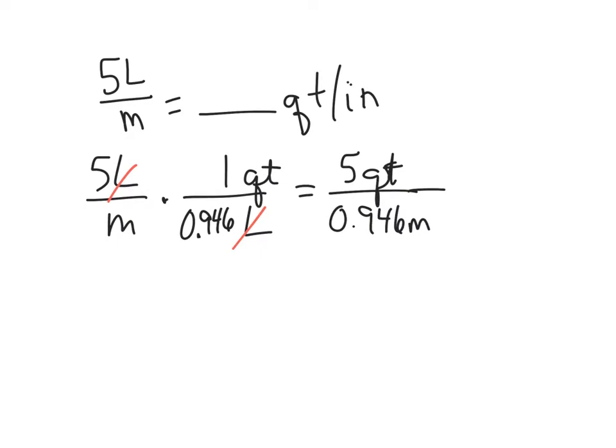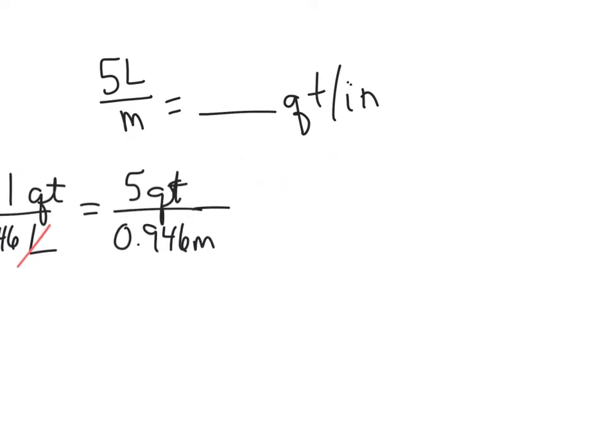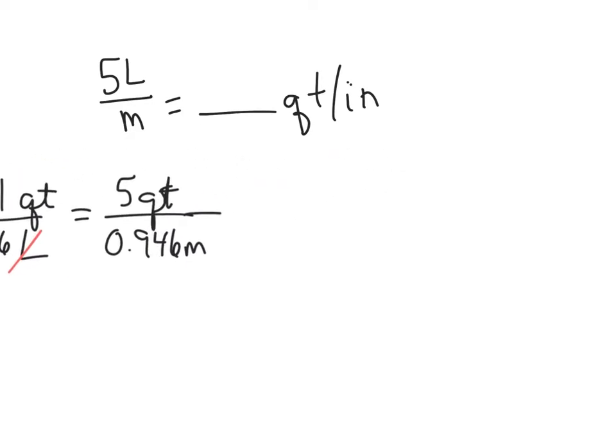So that's quarts per meter. We want quarts per inch. So we want to get rid of the meters and ideally go to inches, but we might have to do another conversion in between there. There's a conversion with feet and meters, so we'll use that one. So 1 foot is 305 thousandths of a meter. So that gets our meters to cancel out.